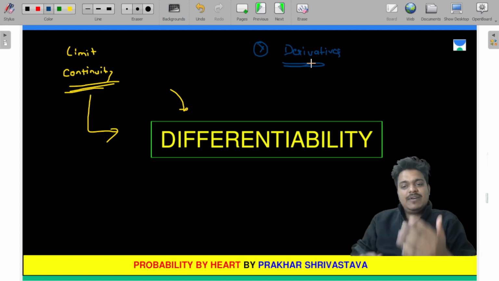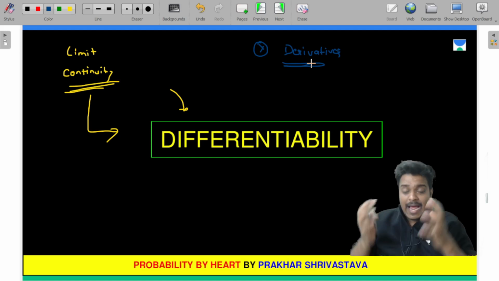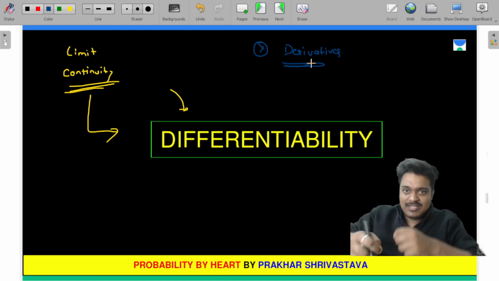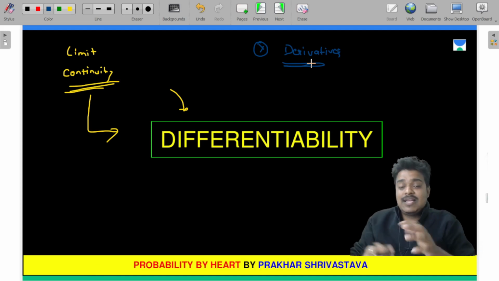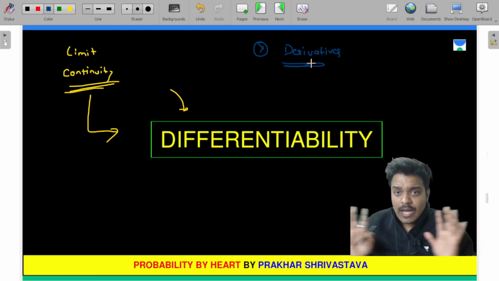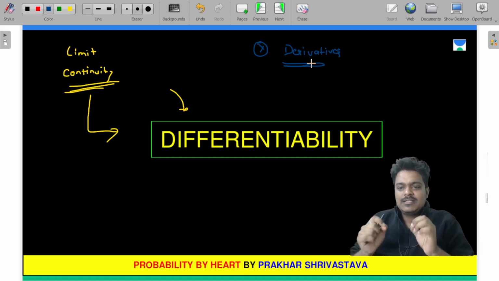After differentiability, we'll directly move to Leibniz equation, chain rule, implicit functions, and how to solve different kinds of differentiation. But I'll not go into the basics of differentiation, like the differentiation of x to the power n is this and that. No, I'm not going to do that at all. I hope that I'm crystal clear till this part.